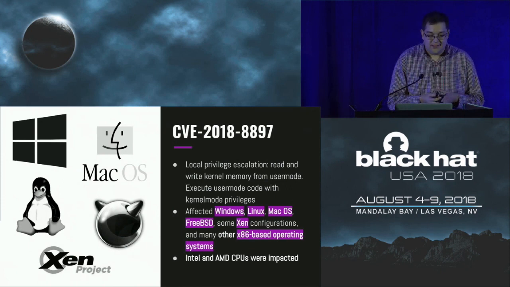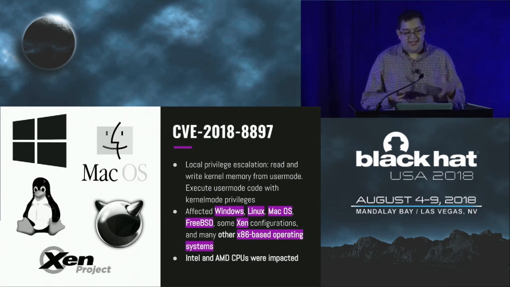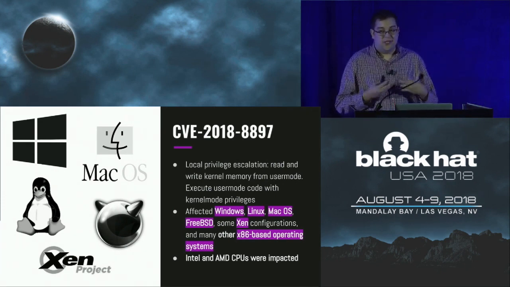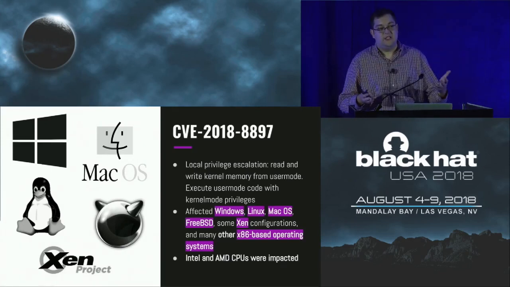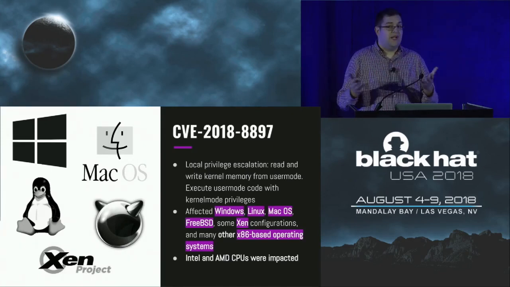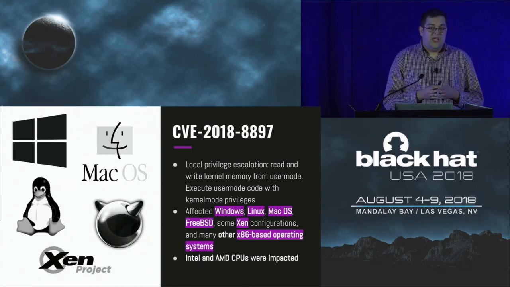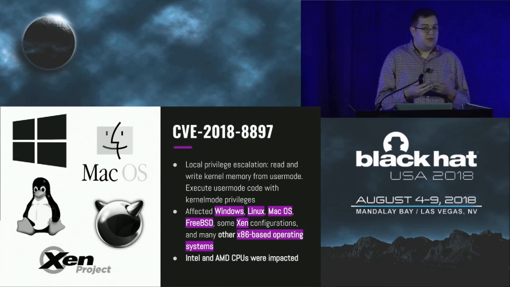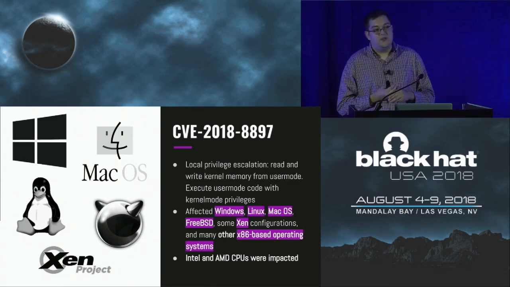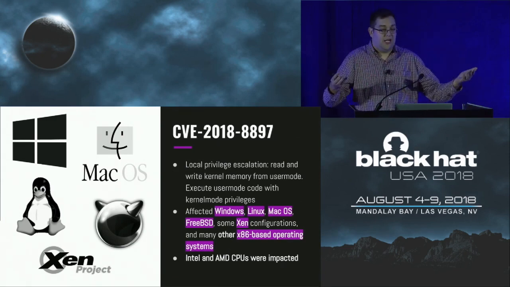So to understand what CVE 2018-8897 is, we have to explain what it could do. This CVE is a local privilege escalation vulnerability. It allows you to read and write kernel memory from user mode, and it also lets you execute user mode code with kernel mode privileges. So it's pretty crazy. It gives you full compromise on a system that you're on.